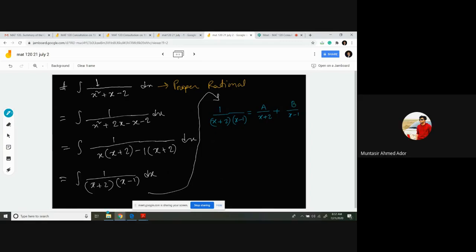Yes, sir. So now recall your school level studies. What you have done, you have just multiplied. So if we multiply (x plus 2)(x negative 1) on both sides.